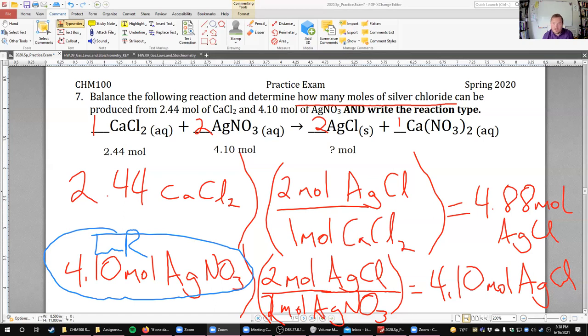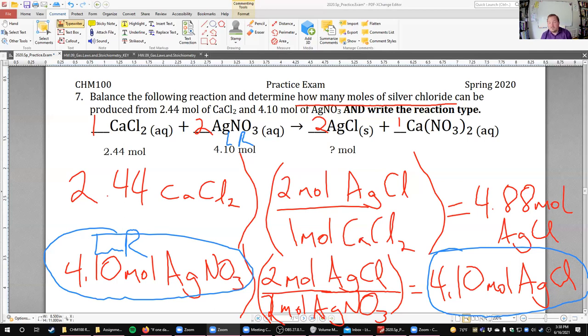So think about hamburgers and buns. If we have enough patties to make 75 hamburgers, but only enough buns to make 50 hamburgers, we can only make 50 hamburgers. So this is our theoretical yield. And that tells us that silver nitrate is our limiting reactant.